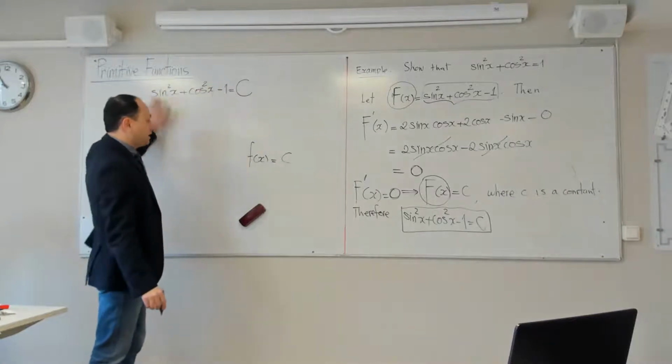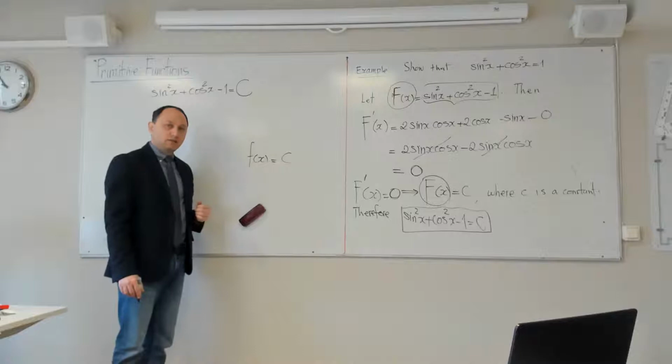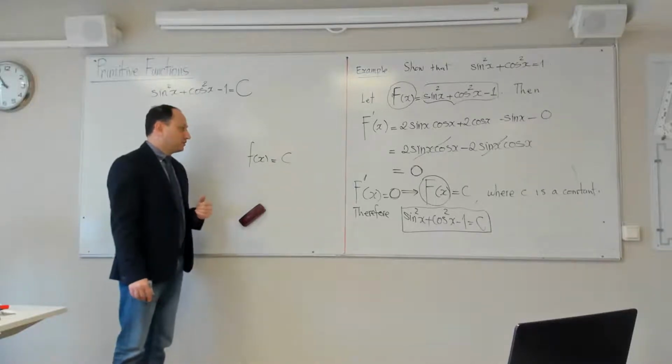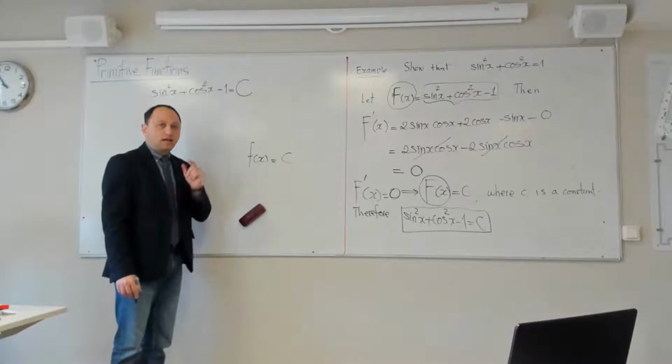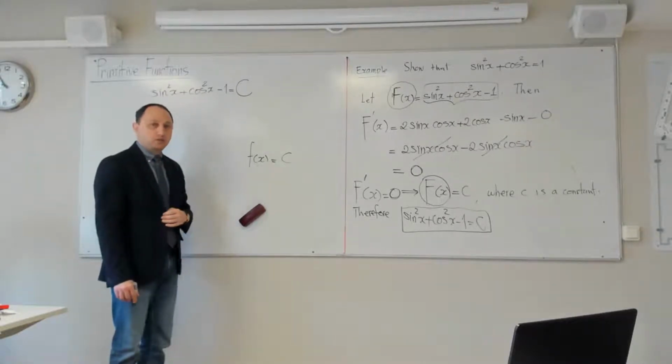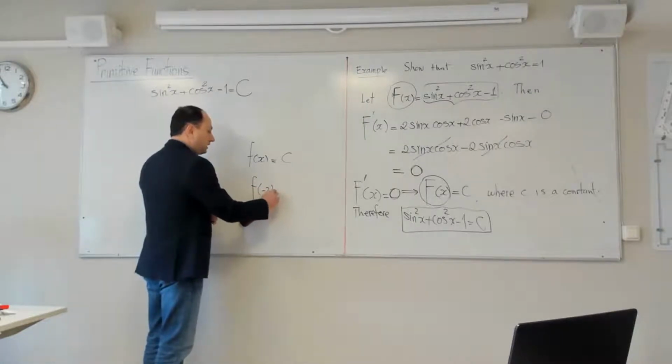Forget about this momentarily. I say that I have imagined a function in my head. I don't tell that function to you, but I tell you that that function is a constant. And I give you one extra piece of information. I tell you that f of minus 2 is 7.